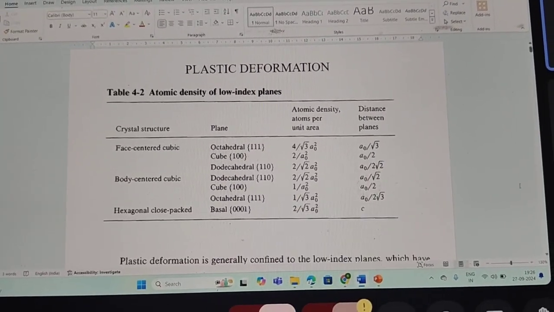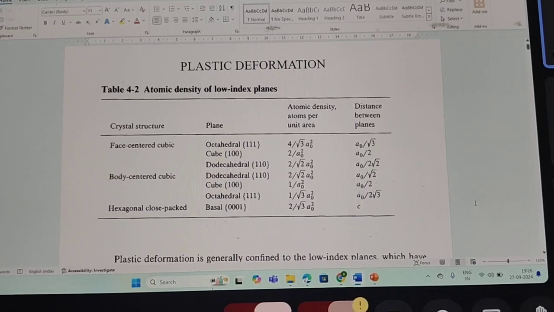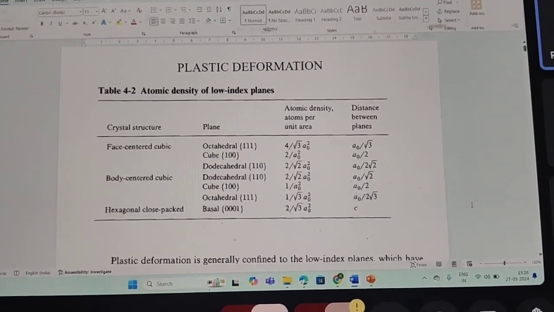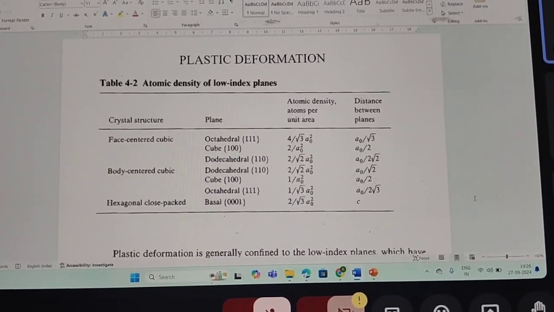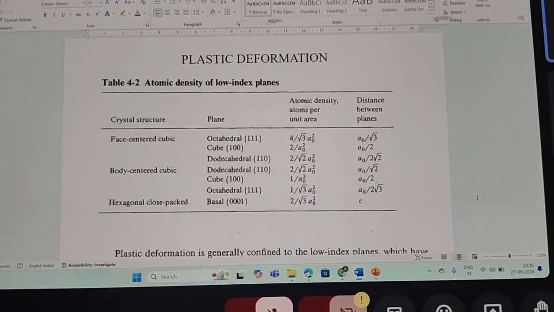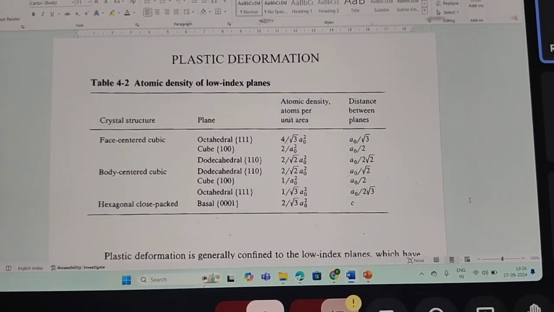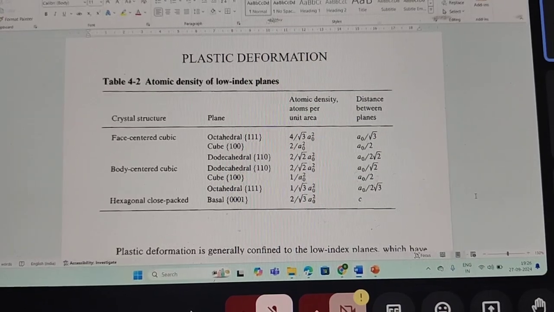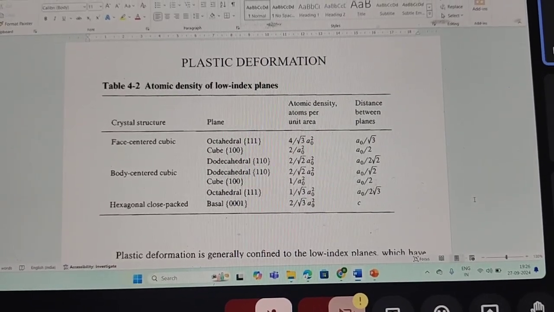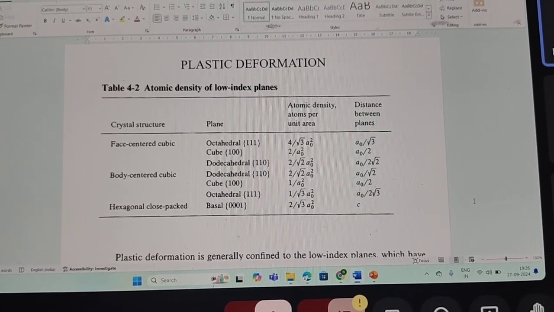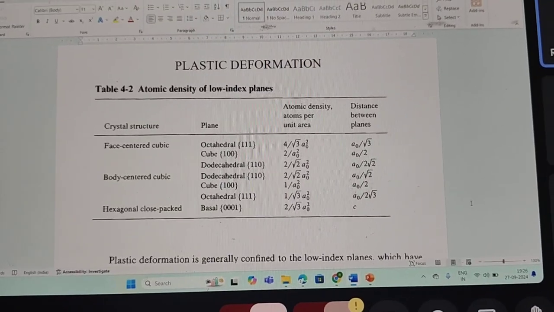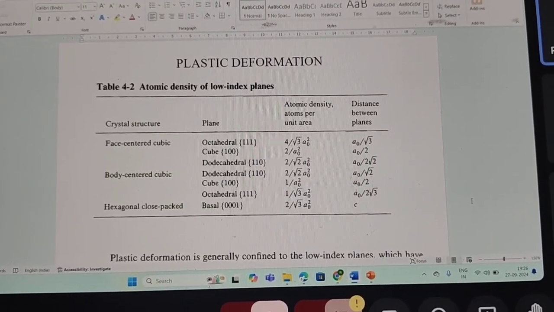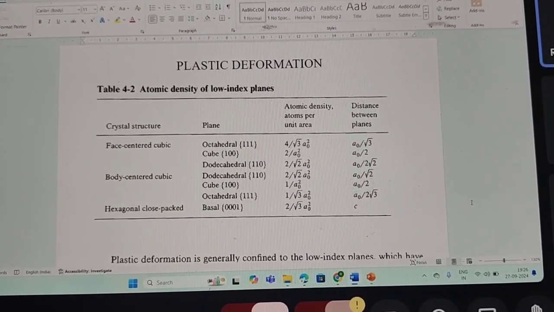So what will happen? Inside, there will be some changes in the atomic structure. How will it be affected? Because any solid material consists of crystal structures. They may have a cubic crystal structure, or hexagonal close pack, or some others. But most commonly, cubic structure or hexagonal close pack structure.